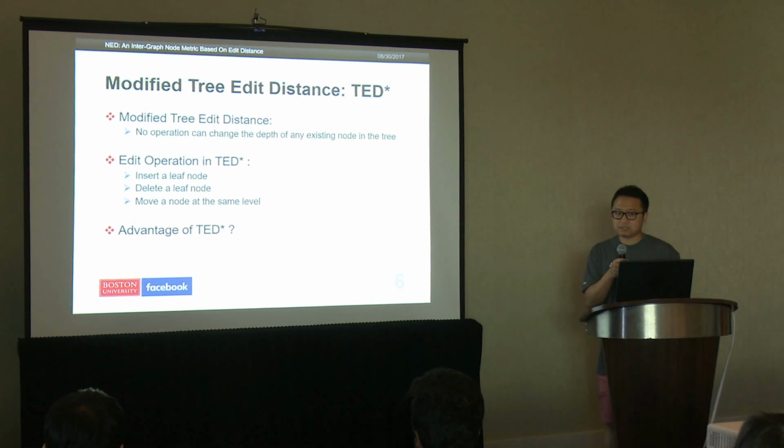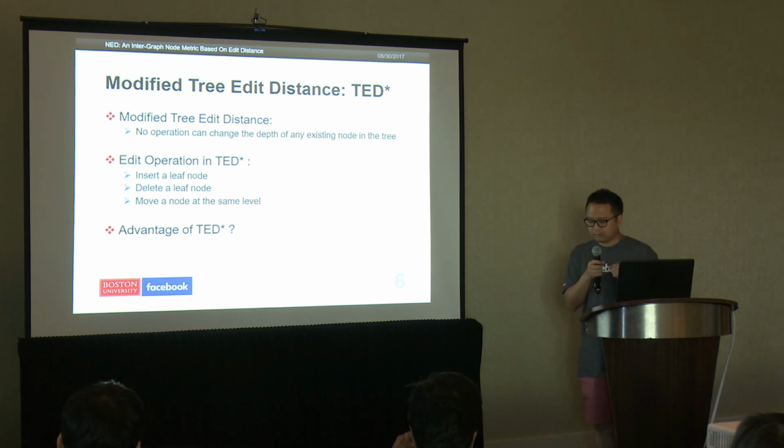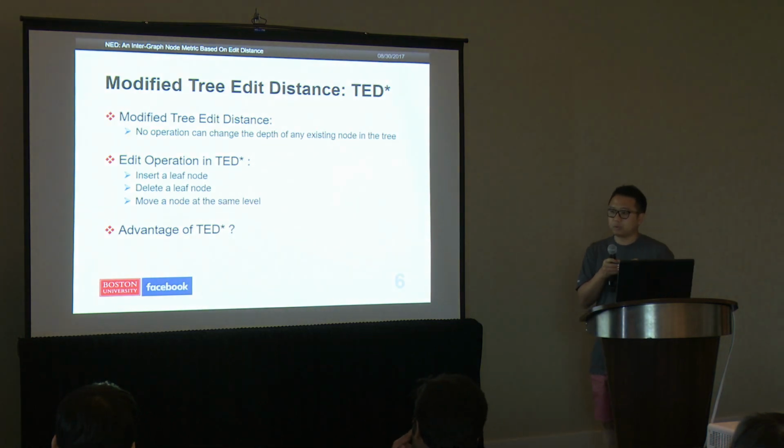The tree edit distance can do that because if you remove or add a node which has subtrees, it will change the depth of all the nodes in the subtrees. But we found this restriction makes sense because the depth of a node is an important property. It describes the distance between this node and the root, the node we want to evaluate.